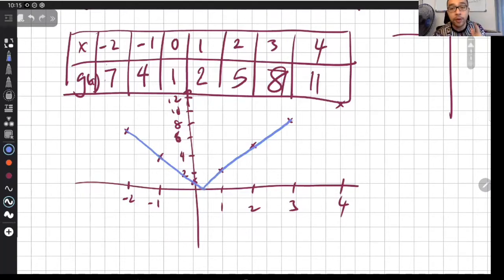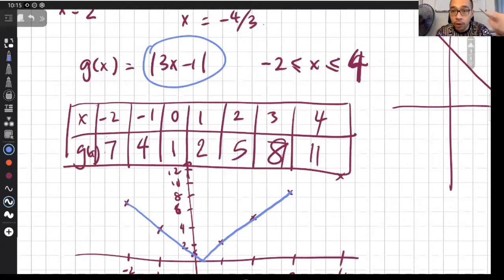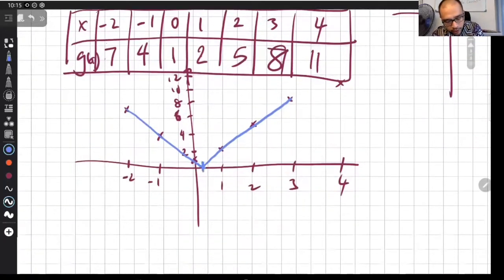What examiners usually want to see is, number one, the shape. It has to be a V shape if it is a linear modulus graph, no x squared. I have yet to see an x squared graph that is modulused in a paper one question. Usually if they ask you to sketch a modulus graph, it will be linear, just x only. So what we want to see is the V shape, where the point of the V must hit the x-axis. That is the single most important thing. Even if you get all your points correct, but it is hanging in the air, you will get zero.